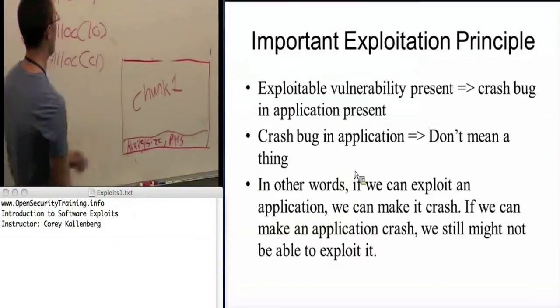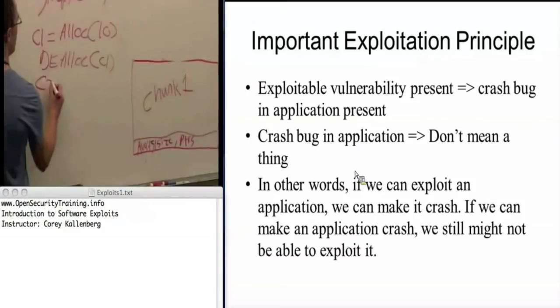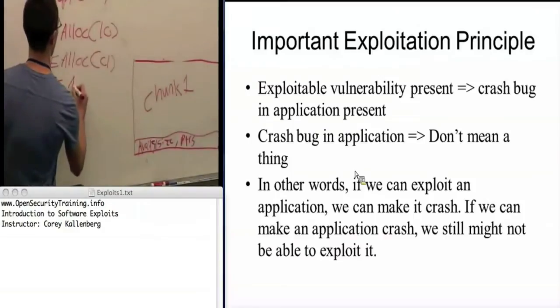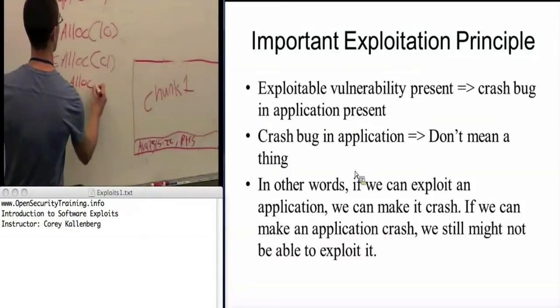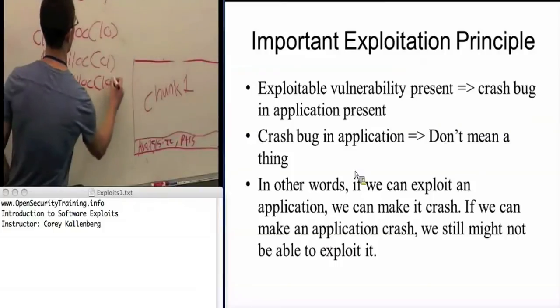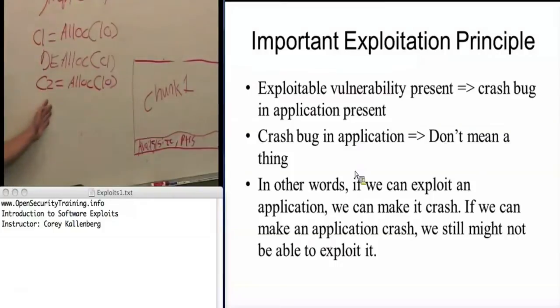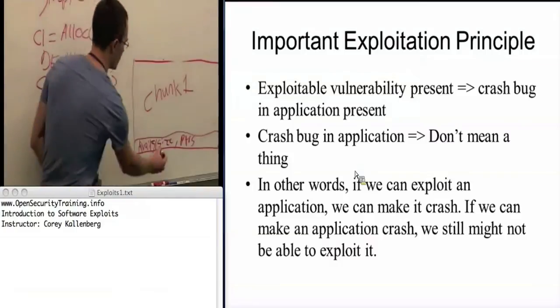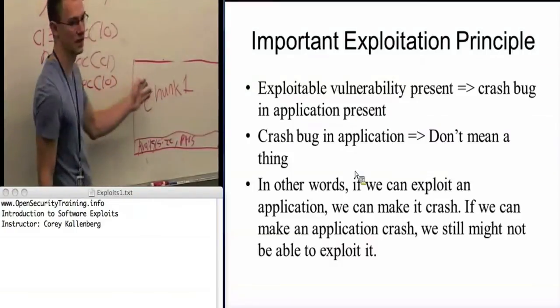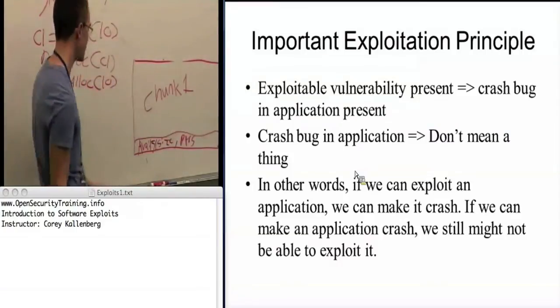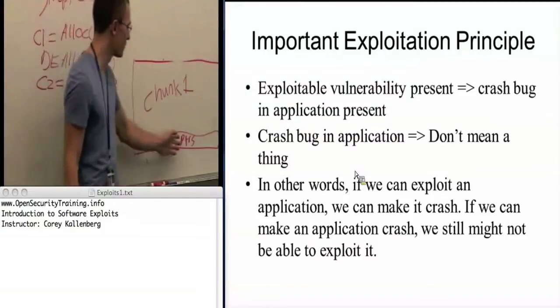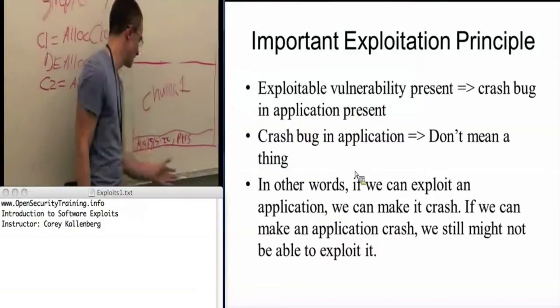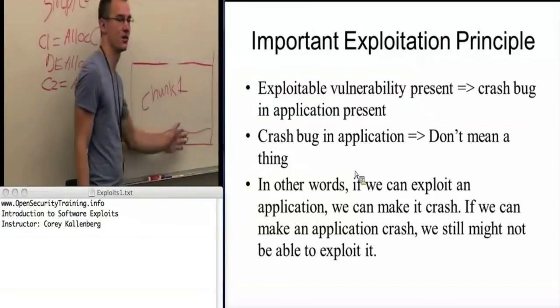Now, if I do C2 equals alloc 10, what does my heap look like now? Anyone tell me? Yeah. It's exactly the same, because it would just reuse chunk 1. Okay? It would set available equals 0, but the heap would still be the same. So if there's an overflow below this, it might have corrupted this information and caused problems. But for now, everything is okay with the heap.